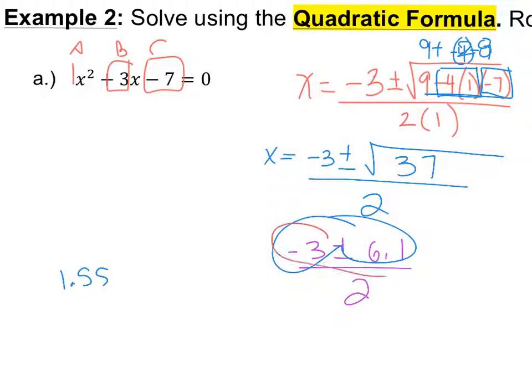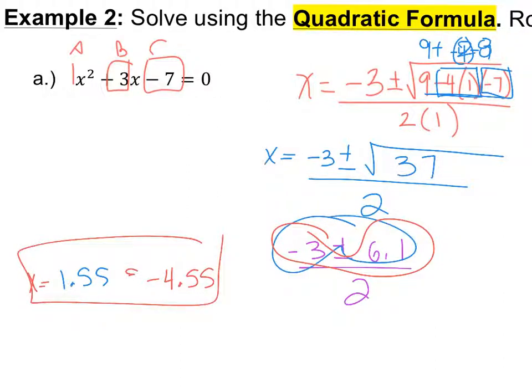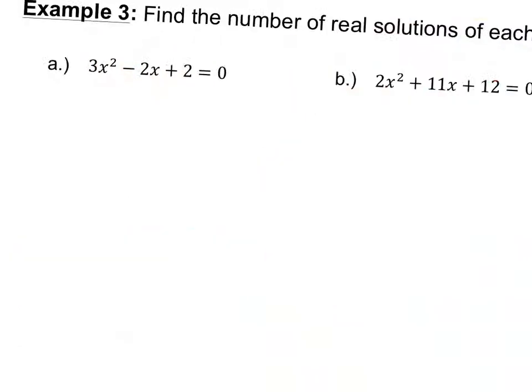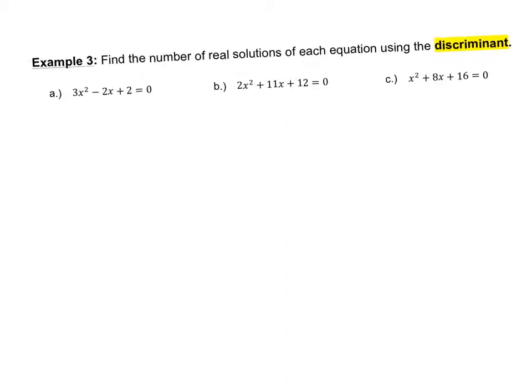And then when you do negative 3 minus 6.1, you get negative 9.1, and then divide that by 2 and you get negative 4.55. So you get that x is equal to 1.55 and negative 4.55. For this part, they're not asking me what the solutions are, it wants to know the number of solutions. Remember that the discriminant is what tells me how many solutions I have. So all I'm going to use is b squared minus 4ac.